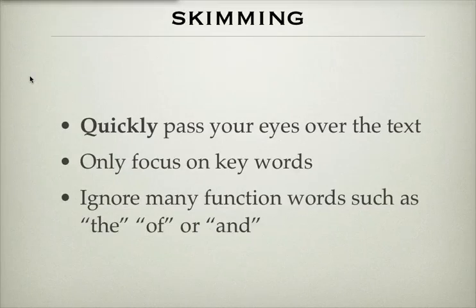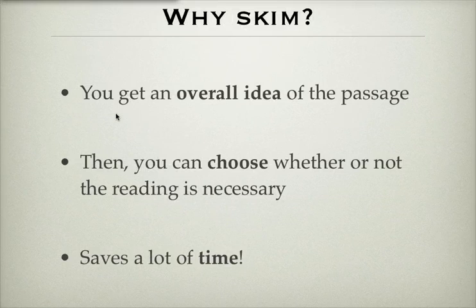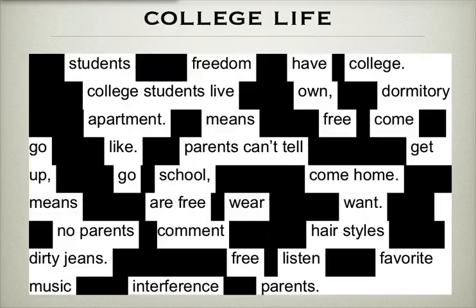So one way that we help to do that is this idea of skimming. Skimming is quickly passing your eyes over the text and only focusing on the key words, and that's the most important part here. So we ignore many of the function words such as the, of, or and, or all the words that aren't going to give me a lot of information about the overall idea of the passage. That's the reason why we skim. We skim to get an overall idea of the passage. Once we get this general understanding of what the passage is about, we can then choose whether or not the reading is even necessary. So this not only saves us a lot of time, but it also helps us choose specific articles towards our purpose, making it much more efficient.